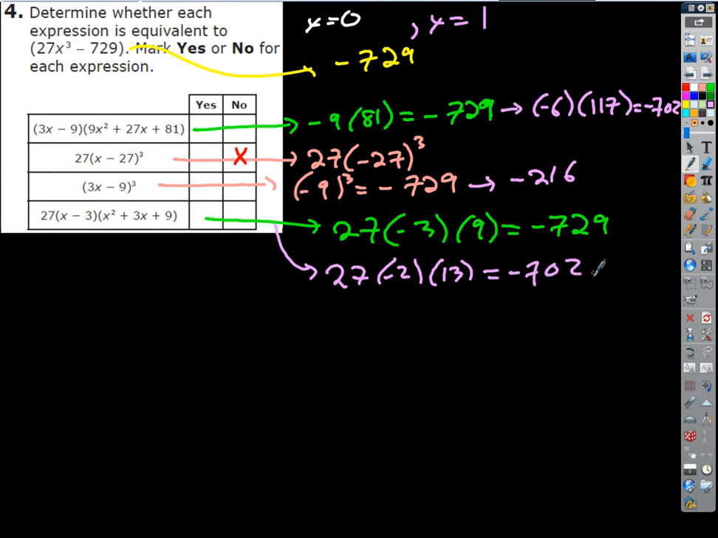We still haven't checked the top one. What about that one? If I plug in 1, I'm going to get 27 times 1 is 27, minus 729 is negative 702. So it worked. So these two stayed solutions, whereas that one didn't work out because 0 accidentally worked.